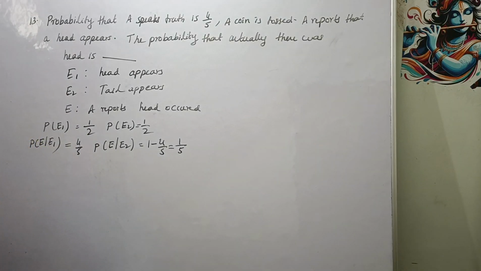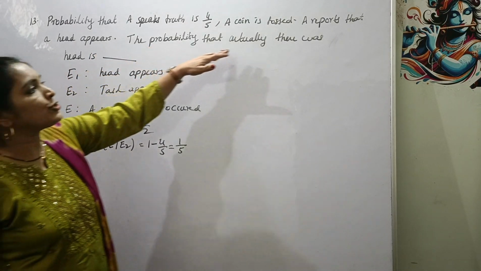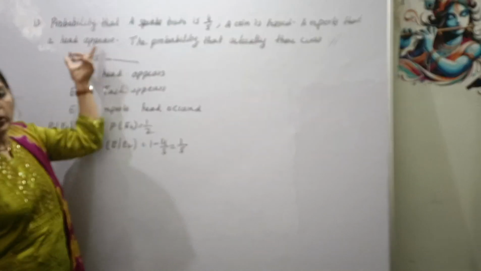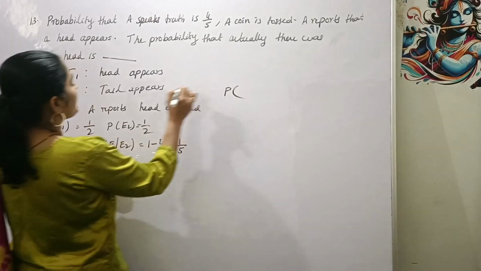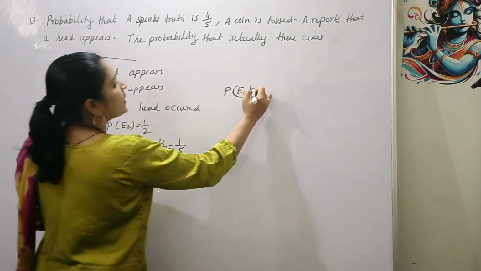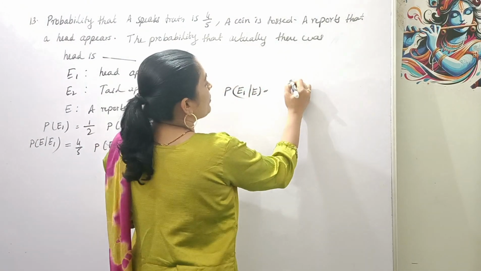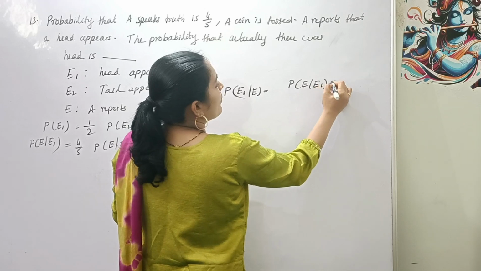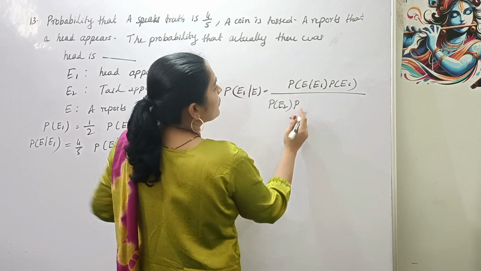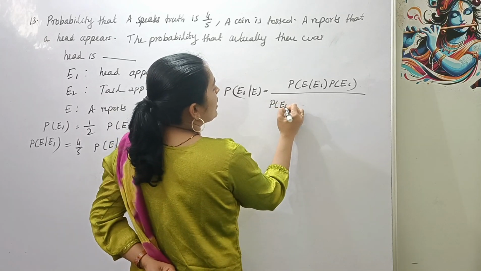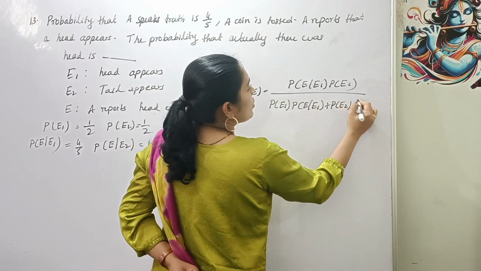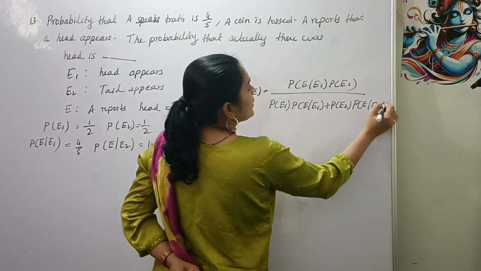Right? Now, next what we have to find? We have to find probability of getting head when it reports that head occurred. Okay? That is probability of E1 given E. That is equal to probability of E given E1 into probability of E1 divided by probability of E1 into probability of E given E1 plus probability of E2 into probability of E given E2.